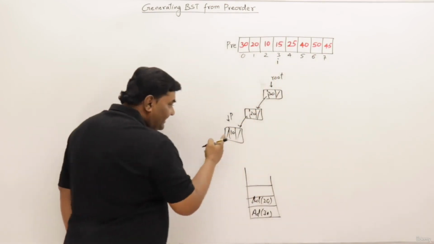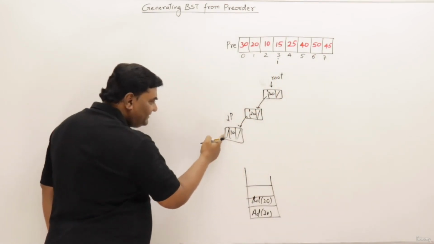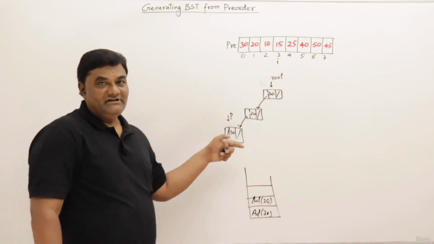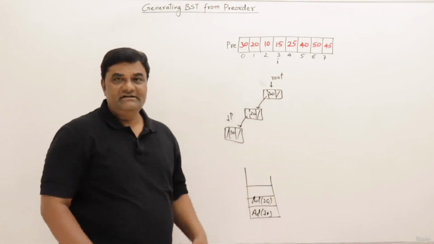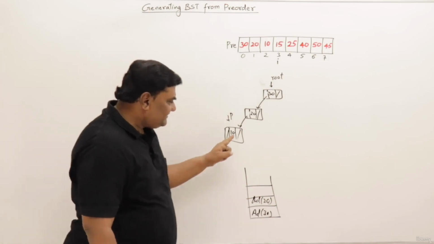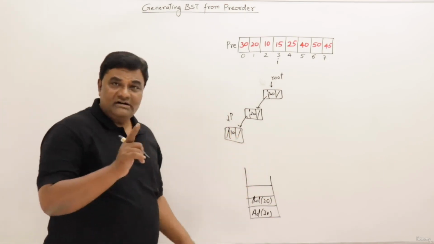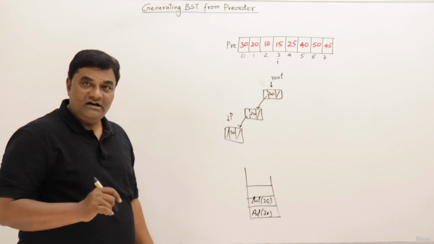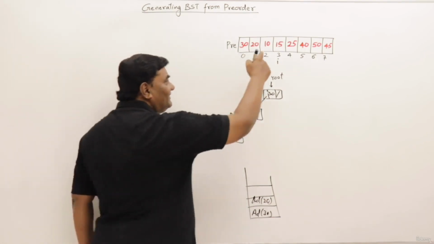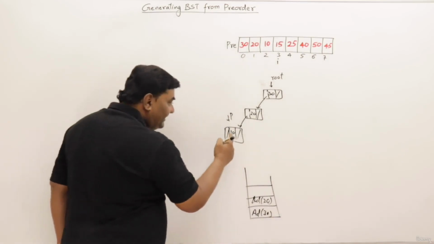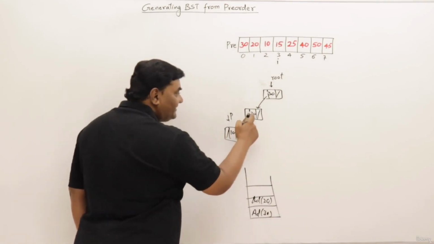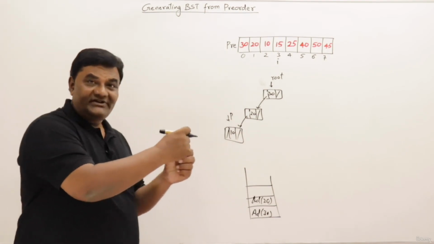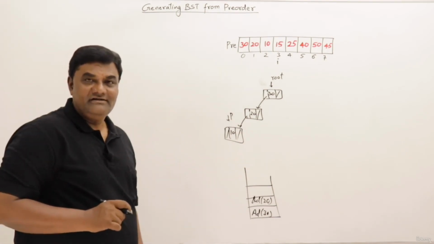This is 15. Is it smaller than this one? 10. It's not smaller than 10. Definitely, it is greater than 10. So it's greater than 10, which means, shall I insert here or confirm whether it comes there only or not? I have to confirm. How? That next element should be in between these two. It should be smaller than this one and greater than 10. So it should be in between 10 and 20, right?